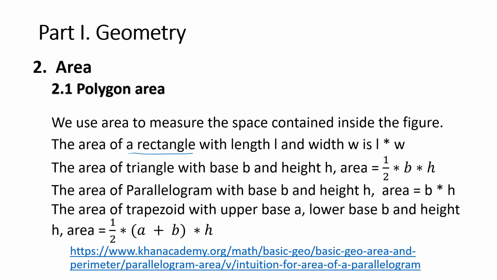The area of a parallelogram with base B and height H is just like the rectangle, B multiplied by H. The area of a trapezoid with upper base A, lower base B, and height H is 1/2 multiplied by the sum of the upper and lower bases, multiplied by the height H. Here we have a link that students can go online to watch some videos that talk about areas and perimeters.